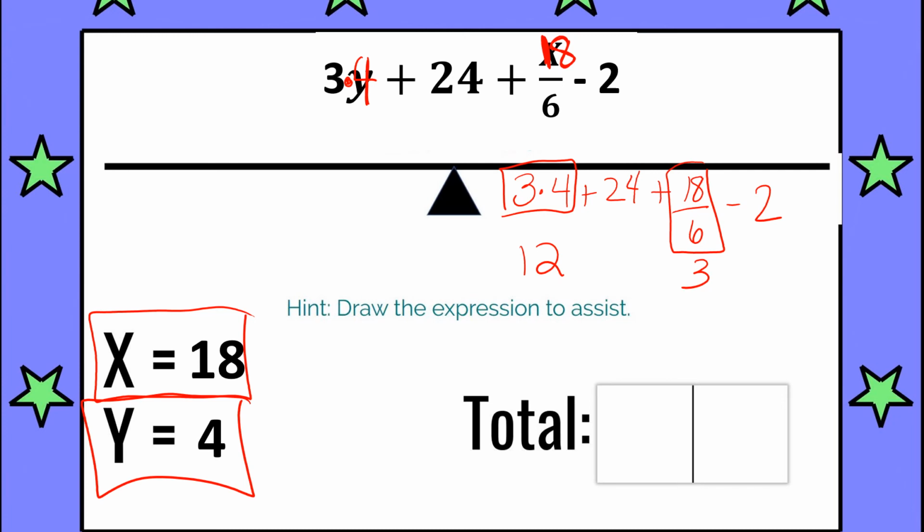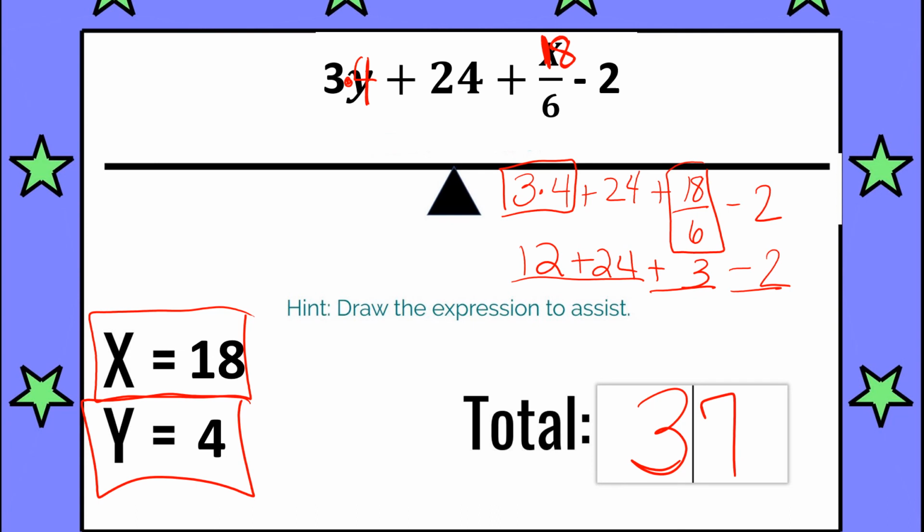Now I'm going to copy everything else. In between that 12 and that 3, I should have a plus 24 and another plus sign. And then at the very end, I should have minus 2. Now I have addition and subtraction, so I'm going to start at the left and go in order. 12 plus 24 is 36. 36 plus 3 is 39, and 39 minus 2 ends up being 37. And ignore that line in the middle. That was there whenever we screen captured it. But anyways, our total ends up 37.